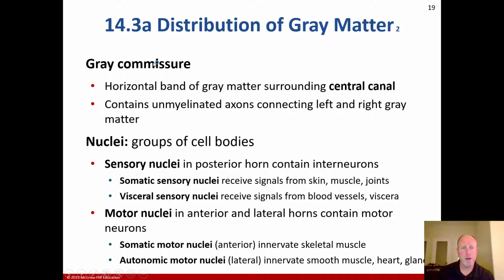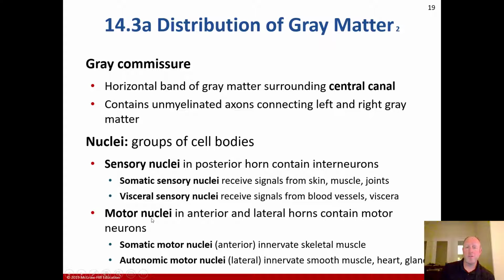Now, the distribution of the gray matter: the gray commissure is the horizontal band of gray matter surrounding the central canal. It contains unmyelinated axons that are connecting left and right gray matter. The nuclei are groups of cell bodies. The sensory nuclei are the posterior horn containing the interneurons, with the somatic sensory nuclei receiving signals from the skin, the muscles, the joints, and the visceral sensory nuclei receiving signals from the blood vessels and the viscera.